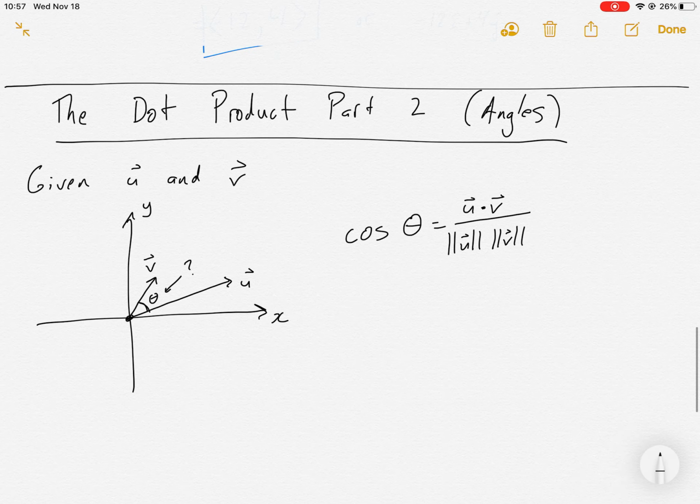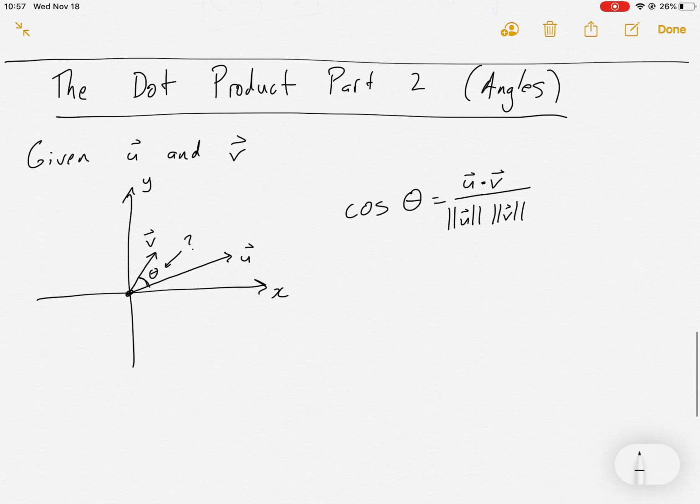You could also put a dot in between them, but then sometimes we get mixed up with the dot product when we do that, because this is scalar multiplication on the bottom and vector multiplication on the top. So I'm just going to leave them next to each other and assume that we all know that means multiplication. Okay, so here is the formula.